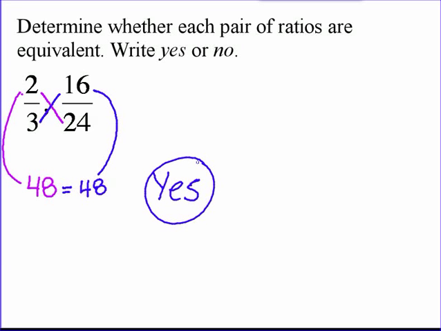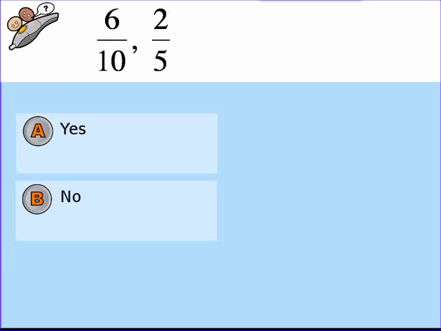So I multiply cross products. Start in the lower right, multiply around. Start in the lower left, multiply around. So let's try this. Are those two ratios equal? Yes or no? You might have to do some calculations. It might not be something that you can just look at and instantly say this is the solution.